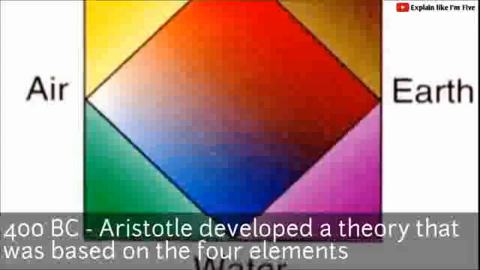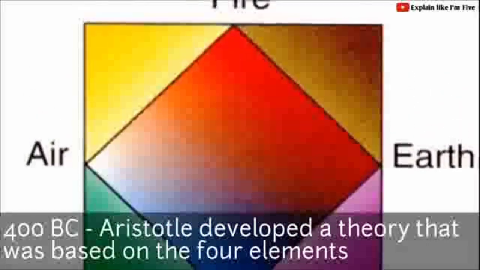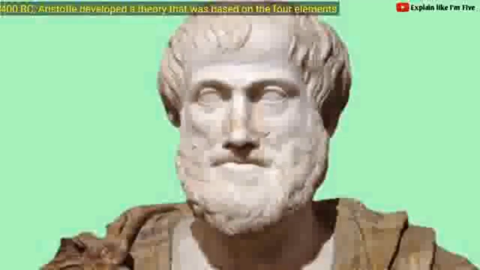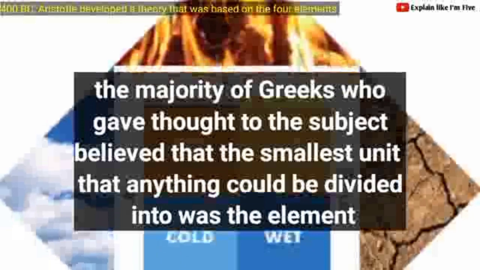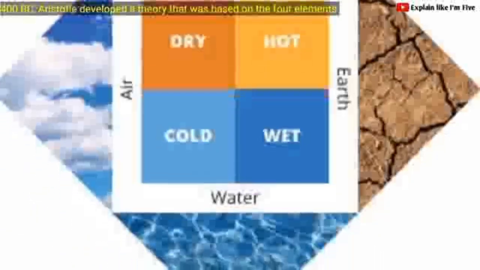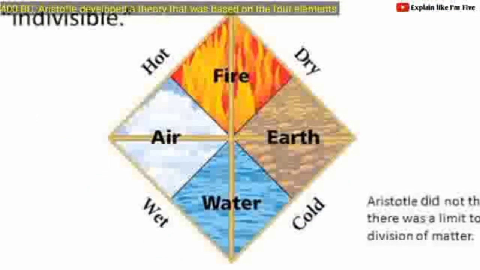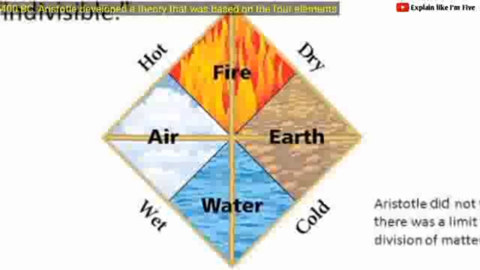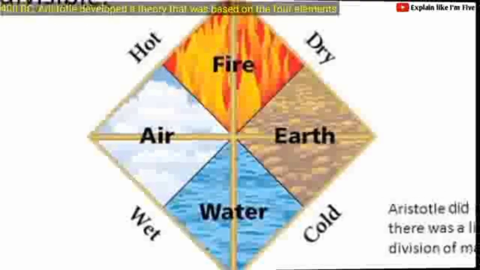Still in the same timeline, in 400 BC, Aristotle developed a theory that was based on the four elements. However, the majority of Greeks who gave thought to the subject believed that the smallest unit that anything could be divided into was the element. Aristotle named four elements: fire, air, earth and water. He also believed that there were four qualities to these elements: dryness, hotness, coldness, and moistness.